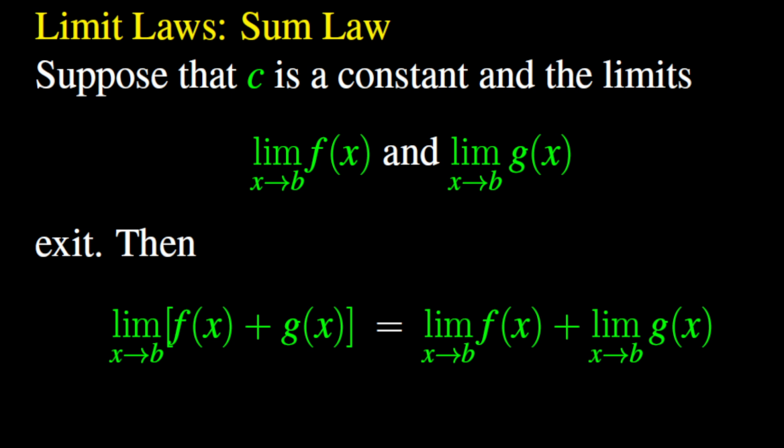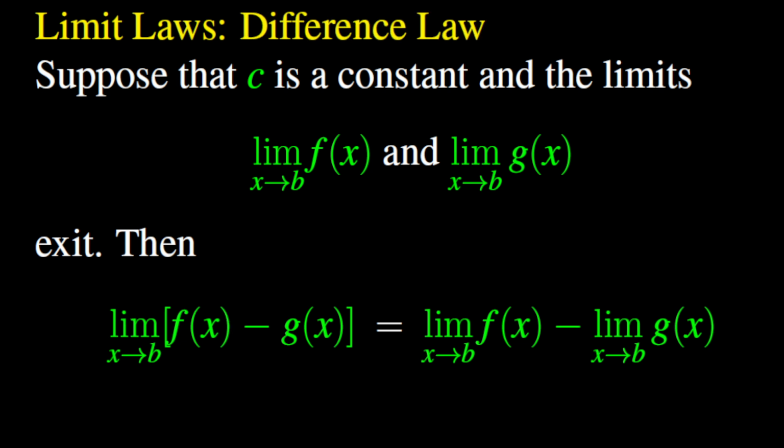Suppose that the limit as x goes to b of f of x and the limit as x goes to b of g of x exist. The first limit law we review is the sum law. The limit as x goes to b of the sum f of x plus g of x is equal to the sum of limits.